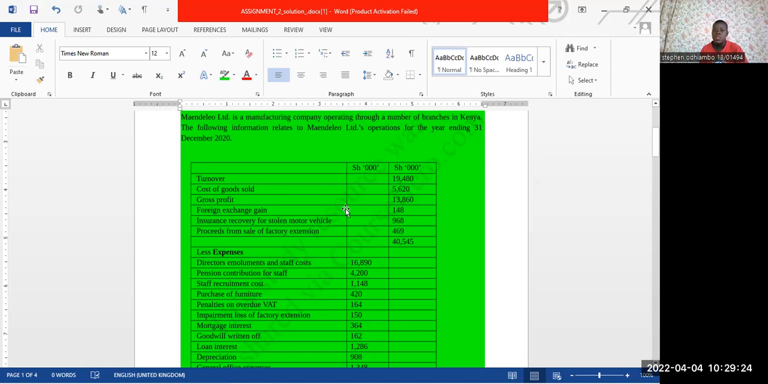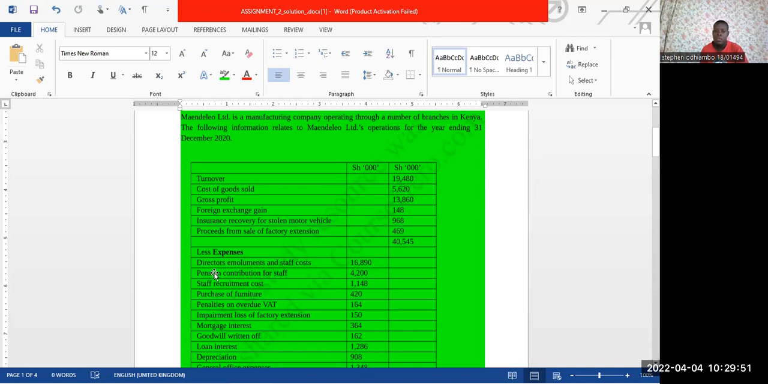Foreign exchange gain 148. We have insurance recovery for a stolen motor vehicle 968. We have proceeds from sale of factory extension 469. That totals an amount of 40,545. Then we have expenses, which were there in the equation.